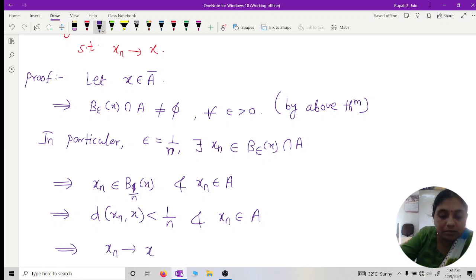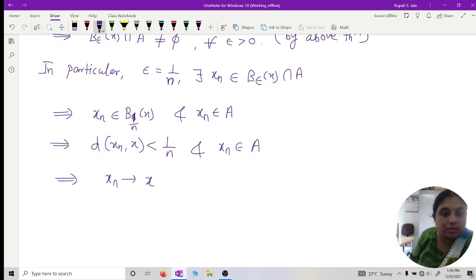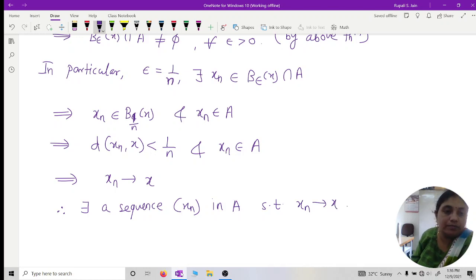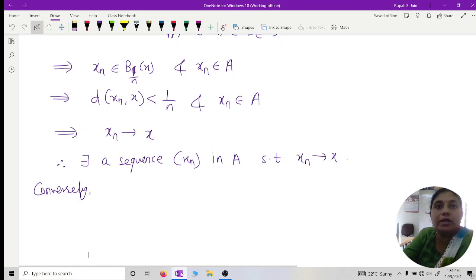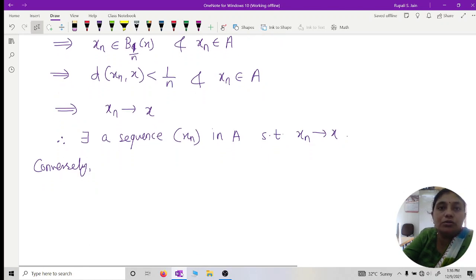So there exists a sequence of elements in A. Therefore, there exists a sequence xn in A so that xn converges to X. Okay. Conversely, assume there exists a sequence xn in A so that xn converges to X. And what I want to prove is X belongs to A closure.